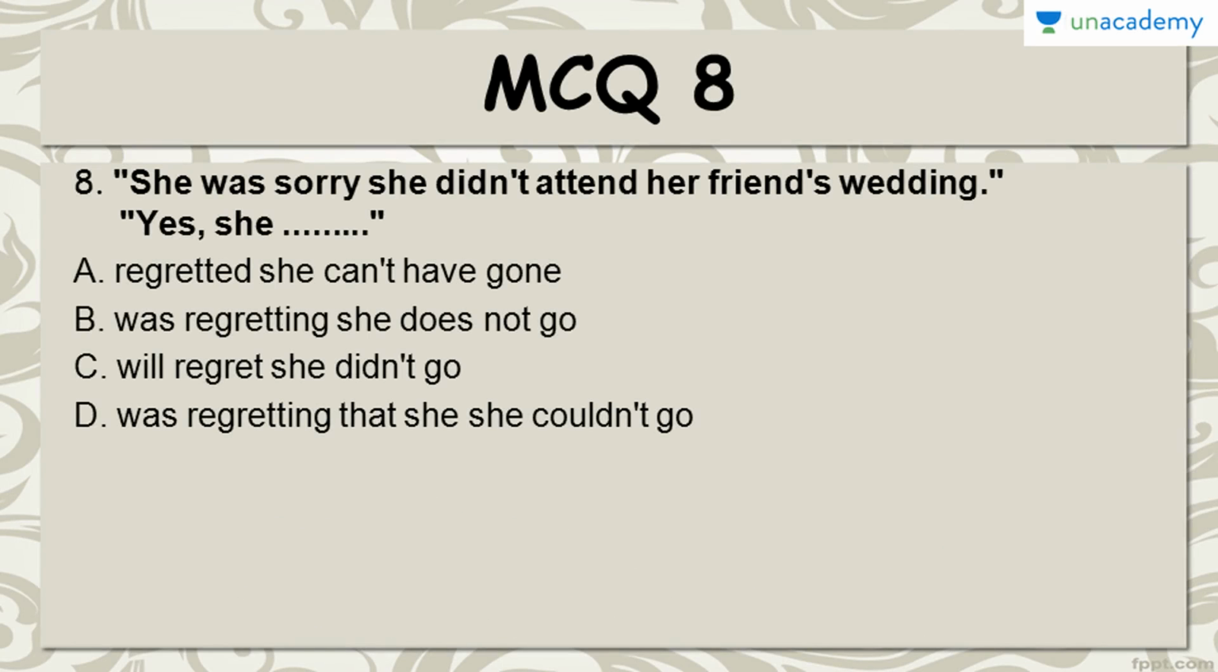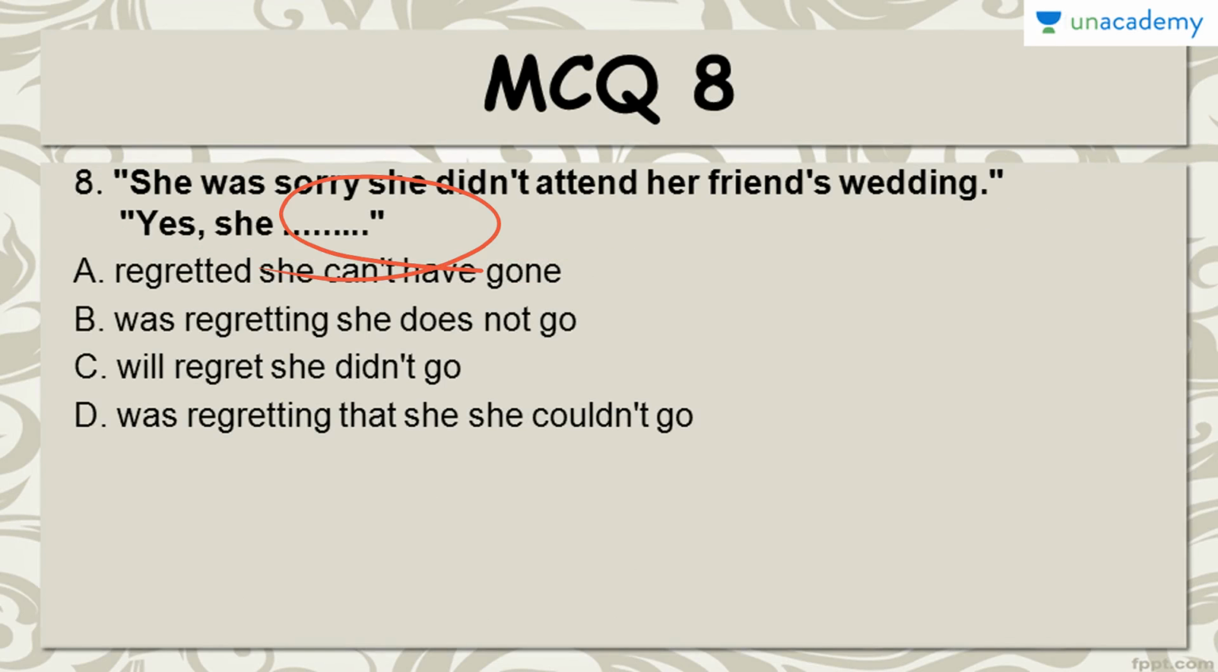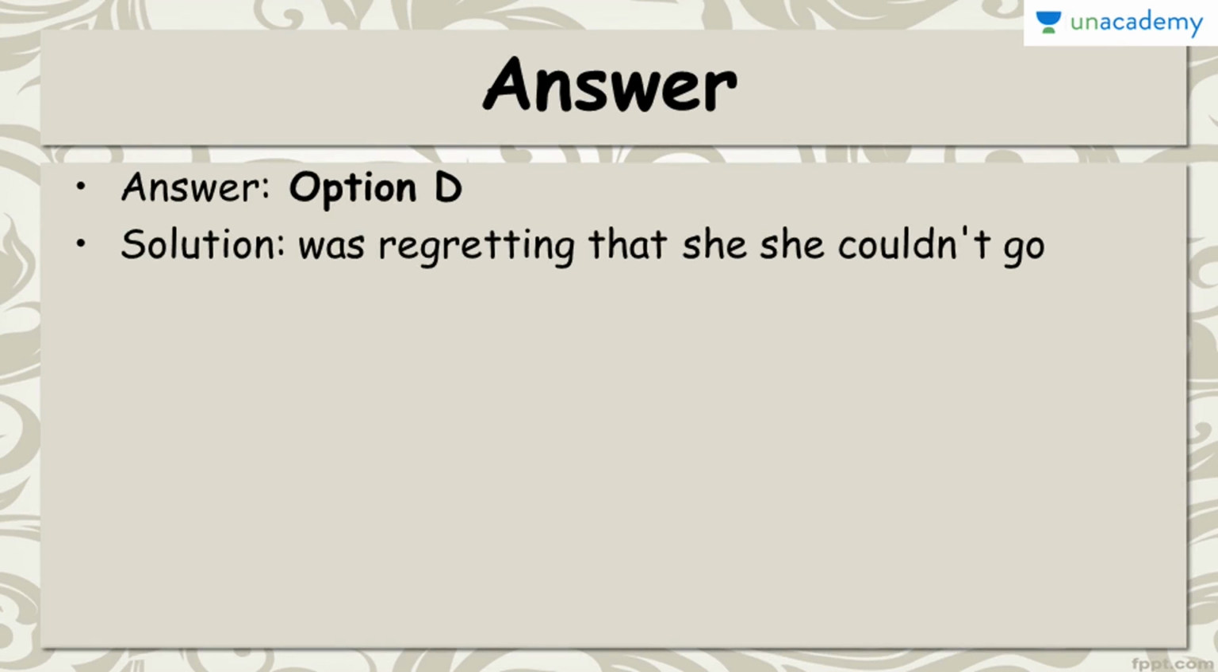MCQ 8, we have to find the word that is to be filled in this blank. She was sorry she didn't attend her friend's wedding. Yes, she dash. Regretted she can't have gone. Was regretting she does not go. Will regret she didn't go. Was regretting that she couldn't go. This has to be just one she. And the right answer to this MCQ is option D, was regretting that she couldn't go.